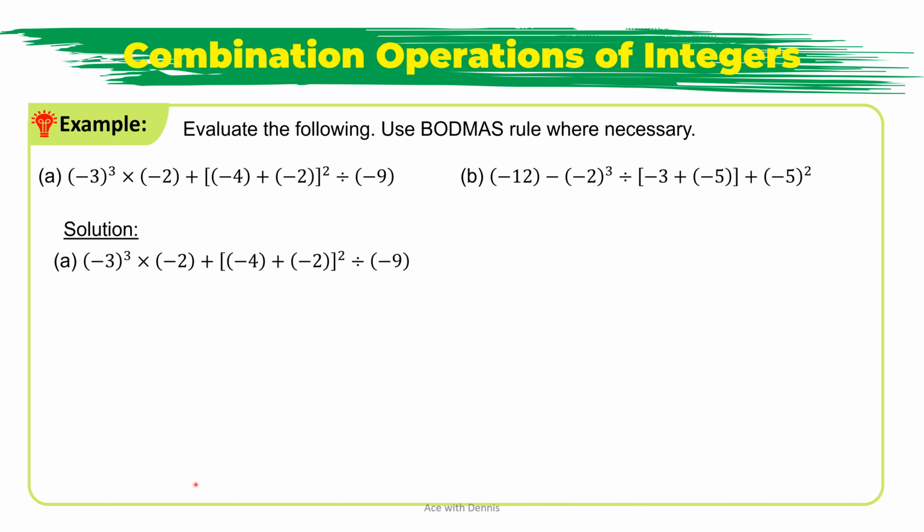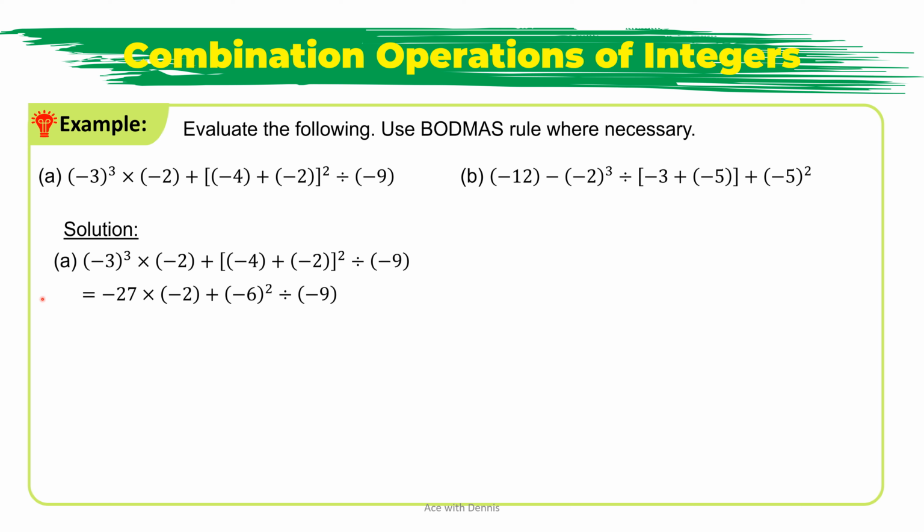Alright, here's the solution. For A, -3 cubed times -2 plus bracket -4 plus -2 square divided by -9, by following the BODMAS rule. From here, we'll take care of the bracket and the order. -3 cubed is -27. So the bracket here, -4 plus -2, we get -6 square. The rest we just copy down. Times -2, divided by -9.